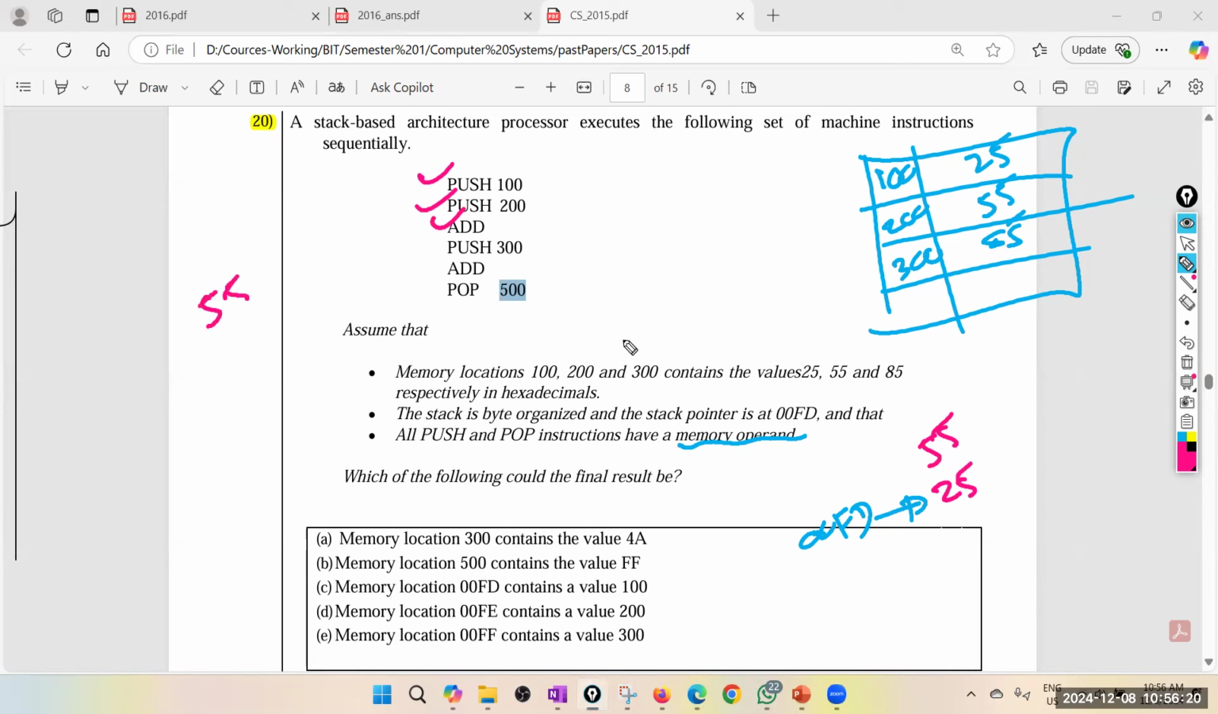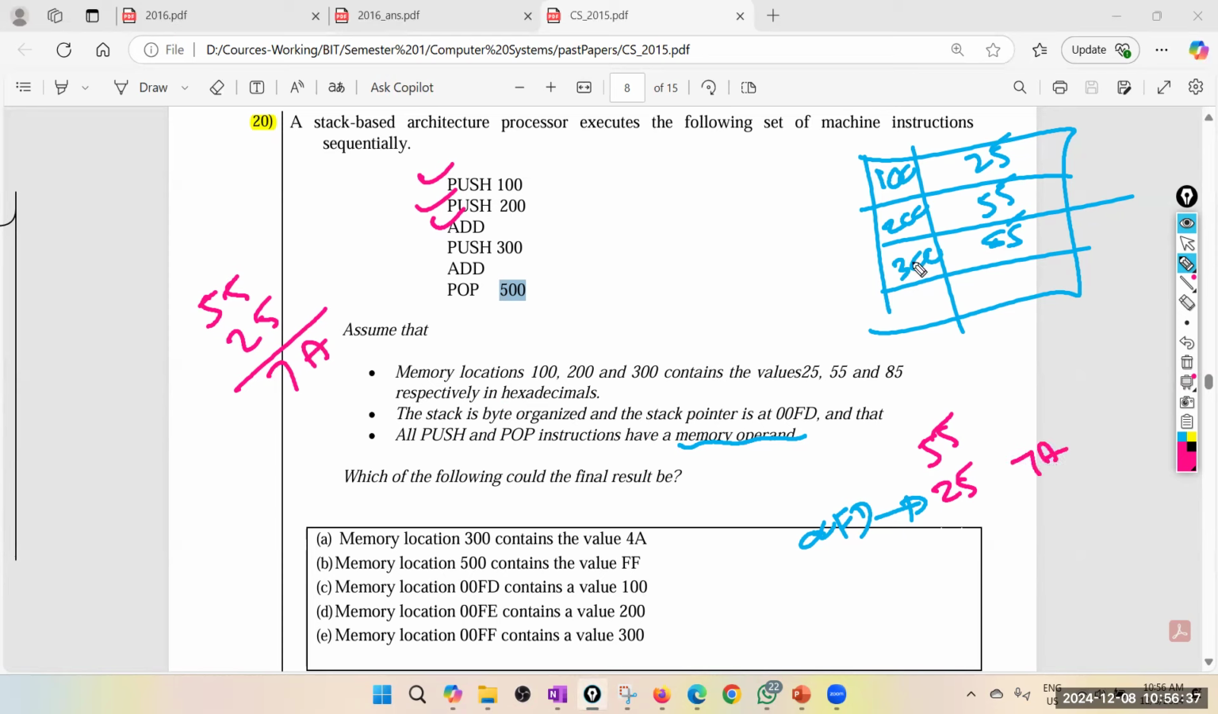5, 5, this is actually not 55, it is 5, 5 and 2, 5. 5 plus 5 is 10, 10 means A. 5 plus 2 is 7, because in hexadecimal 5 plus 5 is 10, and 10 can be kept as A. So therefore now my stack has 7A.